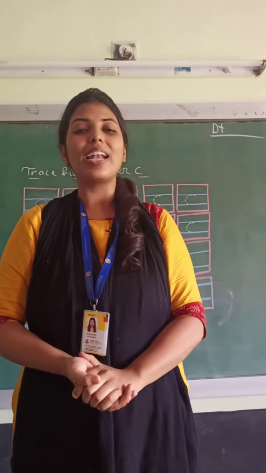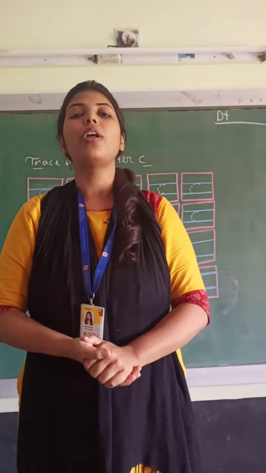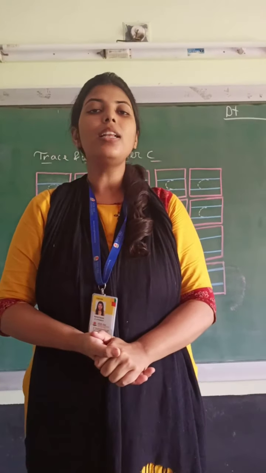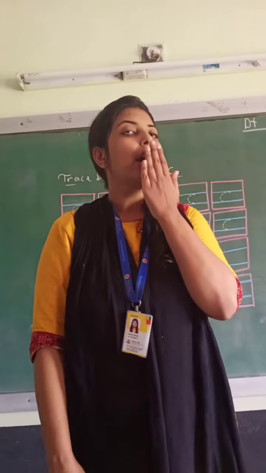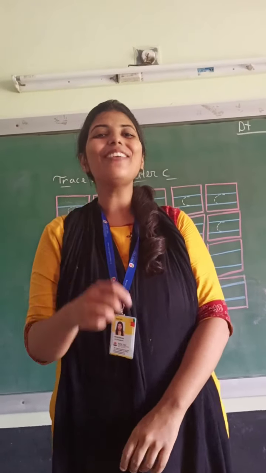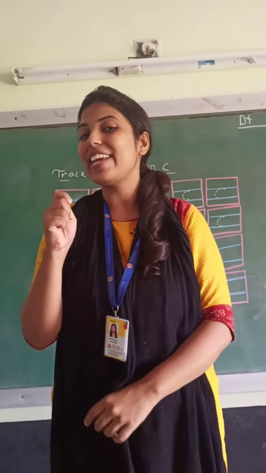Okay, so first the phonic sounds. A for apple. What is the phonic sound of letter A? B for ball, b. C for cat, k. D for dog, d. E for elephant, e. F for fish, f. G for goat, g. H for horse, h. I for ice cream, i.